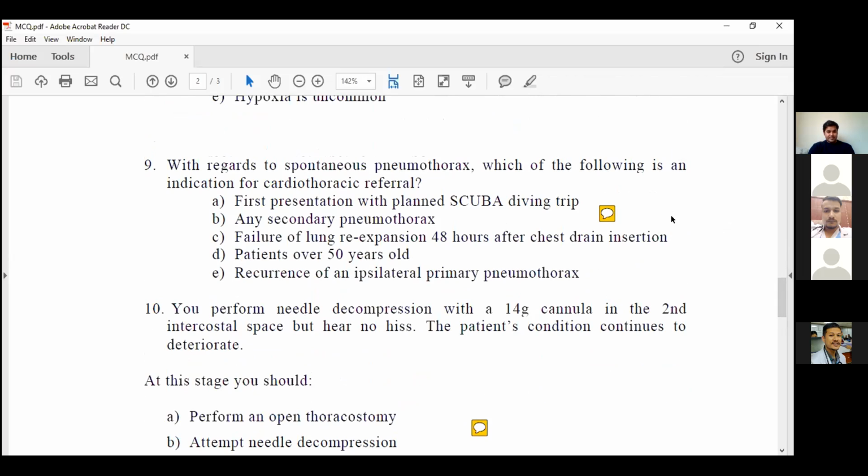With regard to spontaneous pneumothorax, which of the following is an indication for cardiothoracic referral? Number C. Yeah, C. A is for the respiratory physician, and the duration is 24 hours. Okay, the answer is E. Recurrence of ipsilateral pneumothorax.